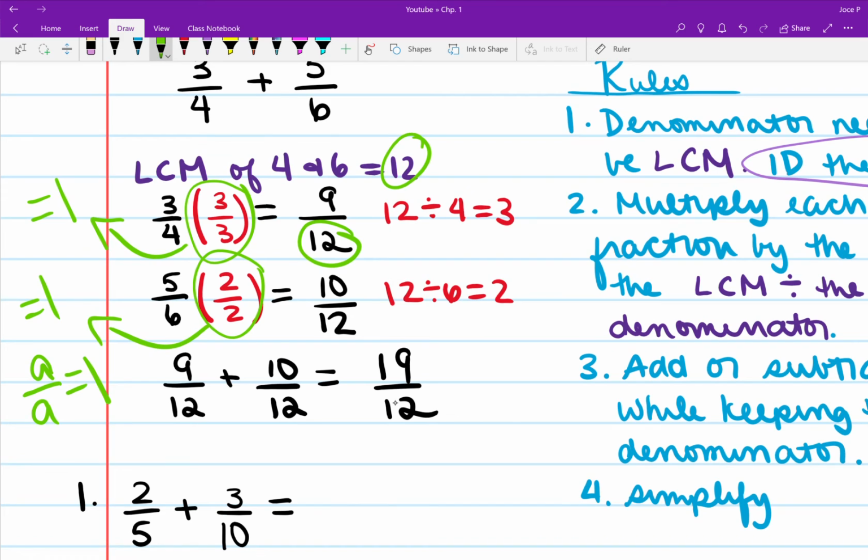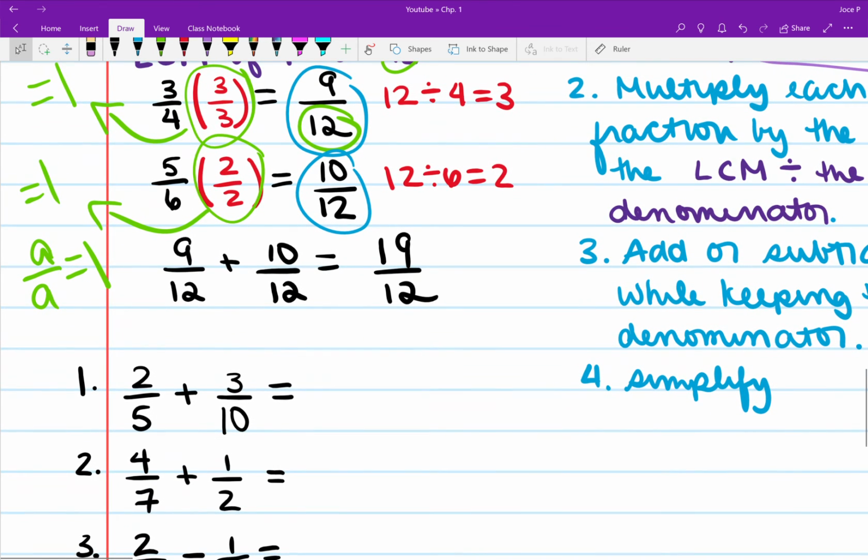Then we're going to do the same thing with 5/6. We need to make the denominator 12, so we have to multiply everything by 2 over 2. So 5 times 2 is 10, 6 times 2 is 12. Now we have these new equivalent fractions. This was equal to the original, and this was equal to the original, but now we have this sought after denominator. From here, we're just going to add straight across while maintaining the denominator.